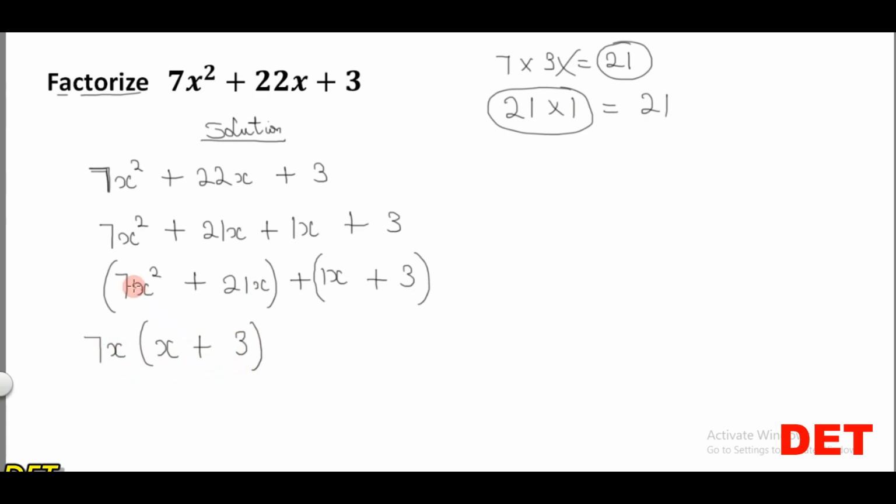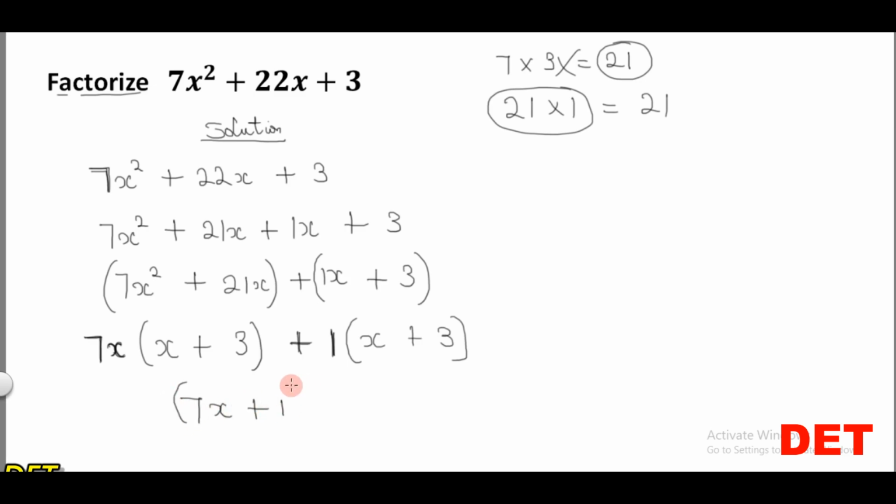If I multiply back, 7x times x will give me 7x squared, and 7x times 3 will give me 21x. Plus, what is common between 1x and 3? What is common between them is 1. So I'll open a bracket, and what will be left here is x plus 3. 1 times x will give me 1x, and 1 times 3 will give me 3. The next thing I will do is to pick what is outside the bracket, and what is outside the bracket is 7x plus 1.